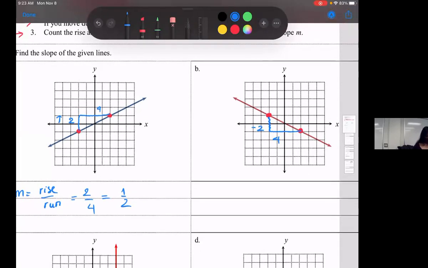So m equals rise over run. Here the rise is negative, so it'll be -1/2. Close to a 50% slope.